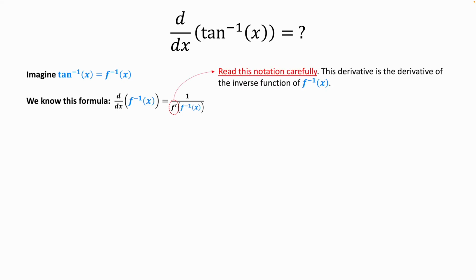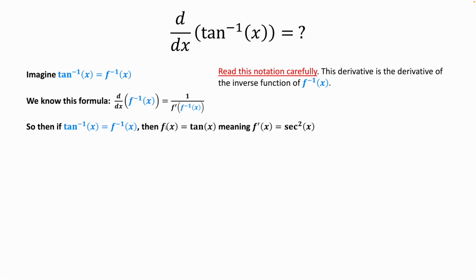All right. So again, the tricky thing about this formula is reading this notation. So remember that what you see right here, this is the derivative. This derivative is the derivative of the inverse function of f. So whatever is written right here, its inverse function, its derivative is what goes right here.